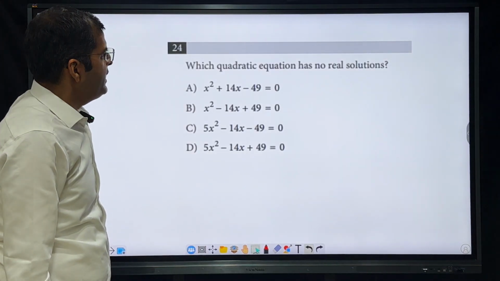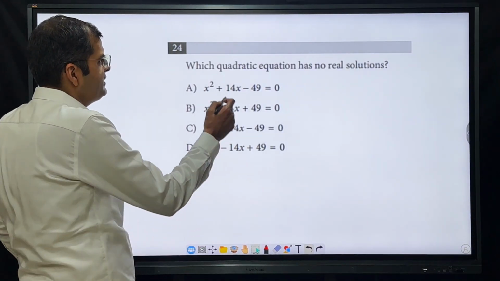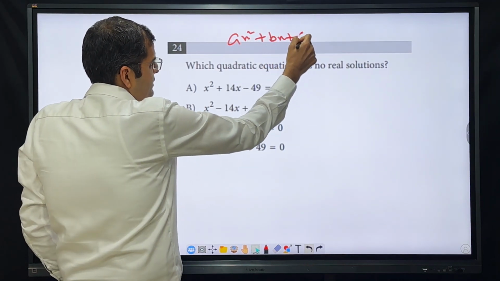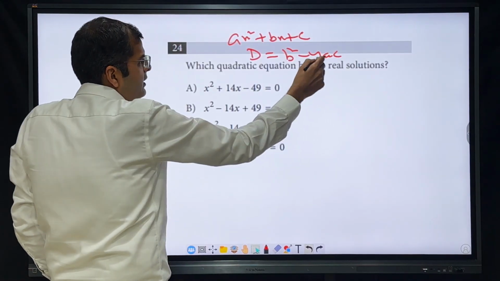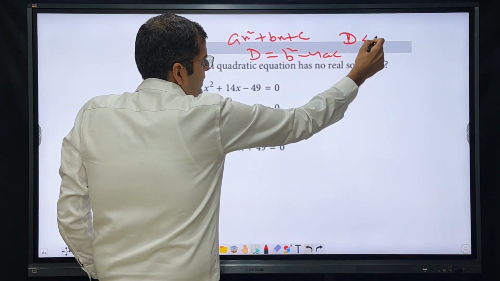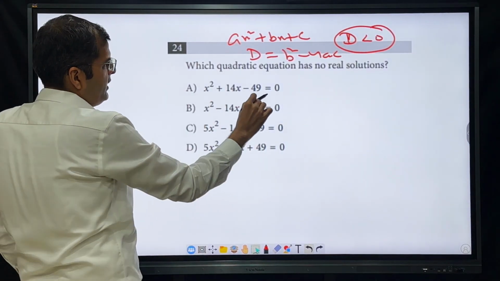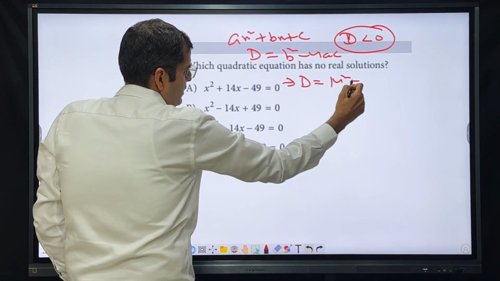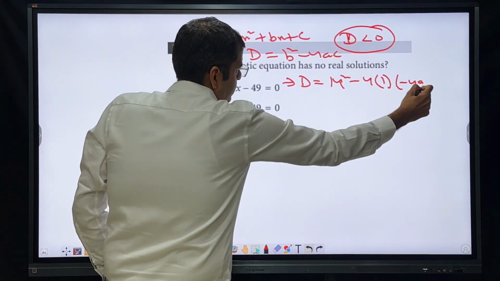Now it says which quadratic equation has no real solutions. So for no real solution, discriminant should be less than 0. If the quadratic is of the form ax square plus bx plus c, D is equal to b square minus 4ac. Okay, this D has to be less than 0. Only then there is no real solution. So over here, discriminant will be b square is 14 square minus 4 into a is 1 and c is minus 49.